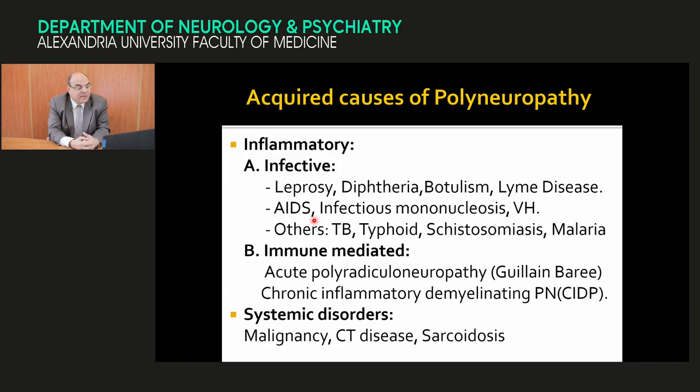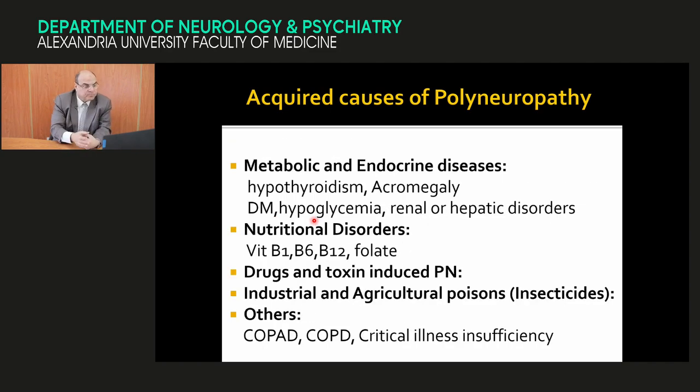We have also systemic causes. It may be due to neoplastic syndrome, or connective tissue disease like systemic lupus erythematosus, scleroderma, rheumatoid arthritis, or sarcoidosis. We have metabolic causes like diabetes mellitus, hypoglycemia, renal and hepatic failure, endocrine disease like hypothyroidism and acromegaly, nutritional disorders like vitamin B1, B6, B12, and folate deficiency, and drug and toxin-induced polyneuropathies.